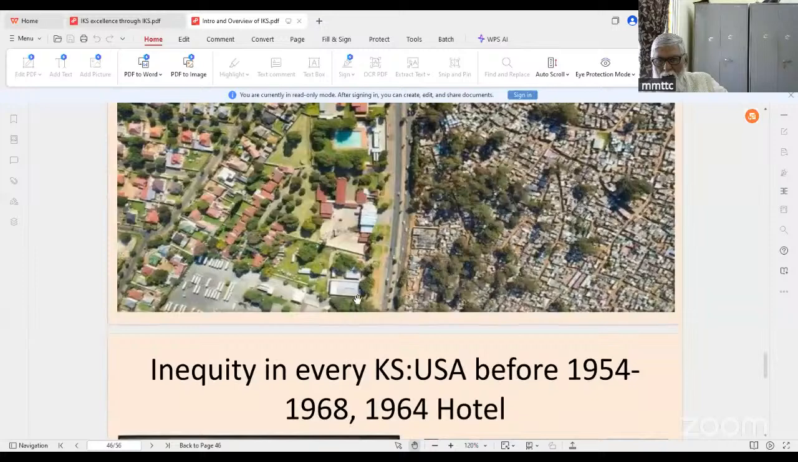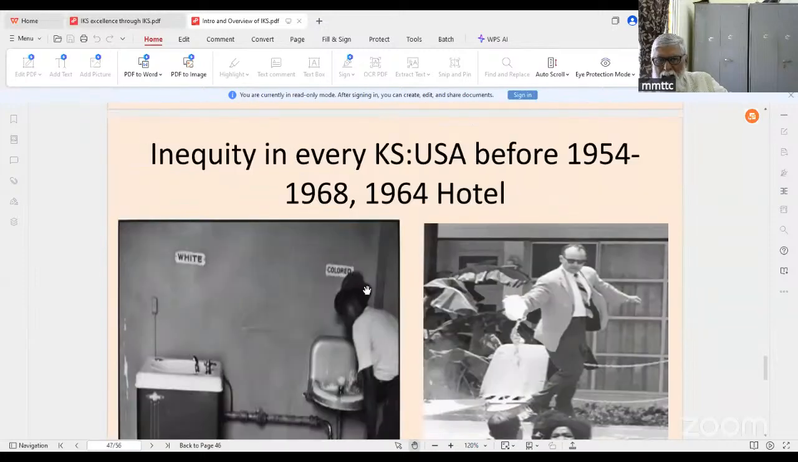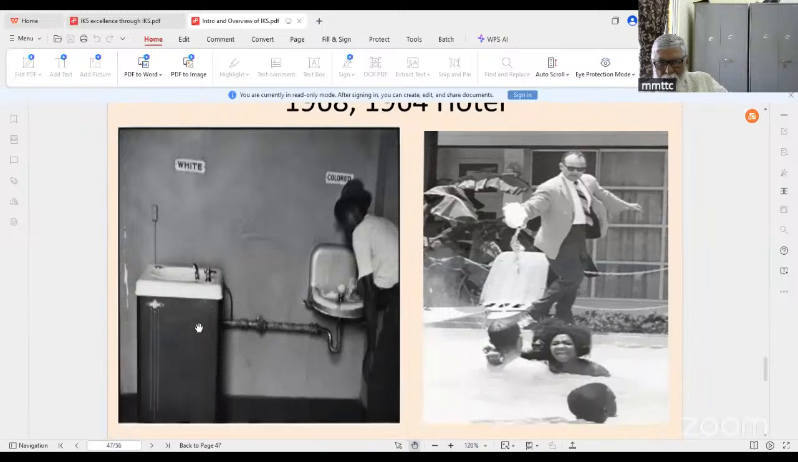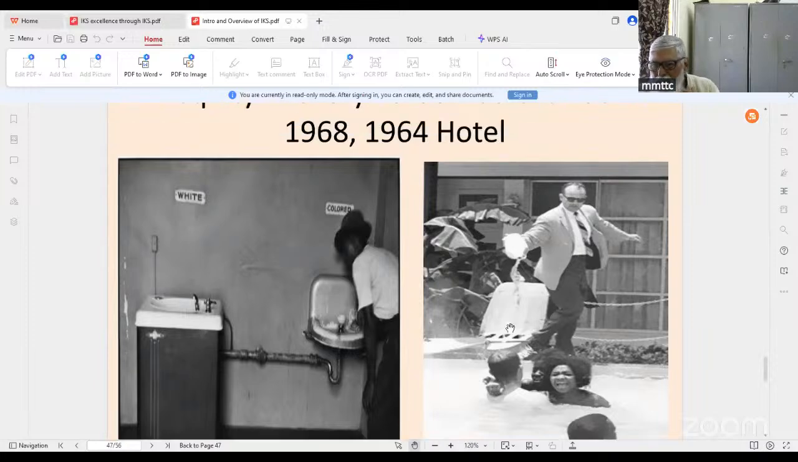Okay. So you see here, between 1954 and 1968, in America, a wash basin for drinking water. This is for white, this is for non-white color. And a very strange case which was caught. You see here, black people are swimming in the hotel swimming pool, and this is the owner of the swimming pool. Just because black people are swimming, he's pouring acid into the water. This is the owner, the white owner. This is how America was.